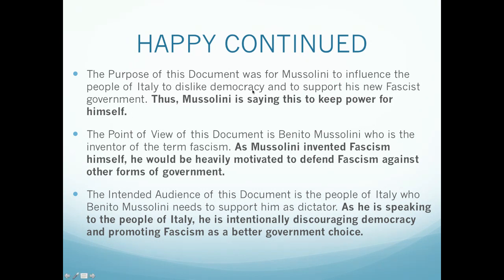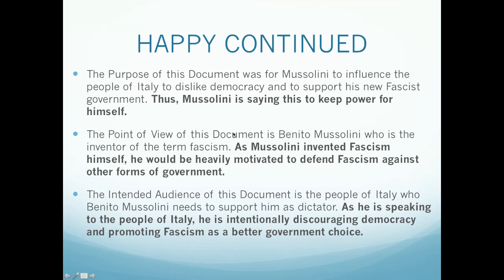The purpose of this document was for Mussolini to influence the people of Italy to dislike democracy and support his new fascist government. Okay, that's good. Now help me explain this further. Thus, Mussolini is saying this to keep power for himself. So purpose there, why is Mussolini saying this? He's saying it to keep power for himself. Notice for purpose, guys, and this is a mistake that we made on our first DBQ, that when you're saying purpose, it's not purpose why the document is in the essay. It's purpose why in 1931 Mussolini said that. That's important. The purpose of why the quote was said in the original time it was said. That's what purpose is about.